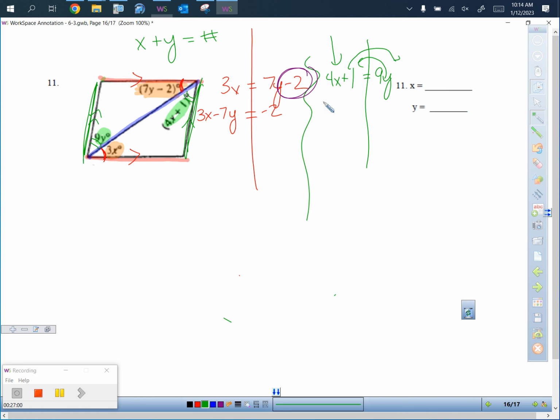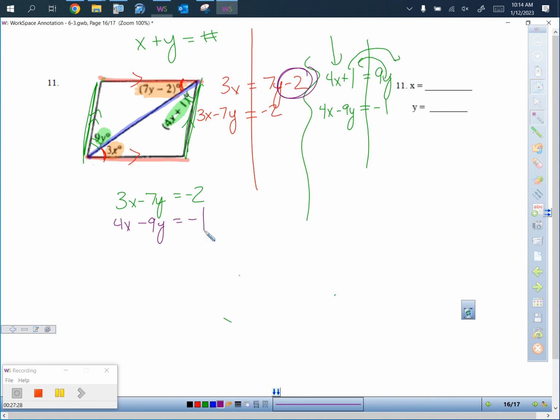So 4x was good. How will this 9y get over here? Minus 9y. There's your equal sign. And how will that plus 1 get over to the other side? Minus 1. These two equations are what I want. I'm now going to stack them on top of each other.